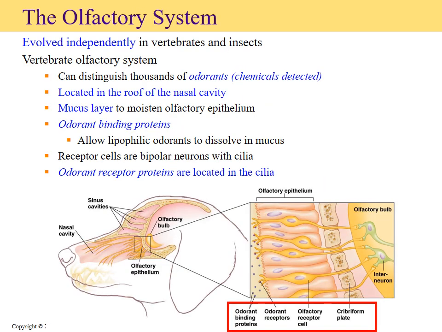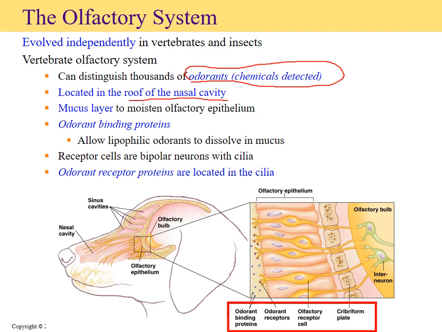So let's start with the olfactory system and let's start exploring it in vertebrates. We'll do vertebrates, and insects will be a little bit down the road. Now in vertebrates, the chemicals that are able to alert the olfactory system are going to be called odorants. And we see that our olfactory system tends to be located in the roof of the nasal cavity.